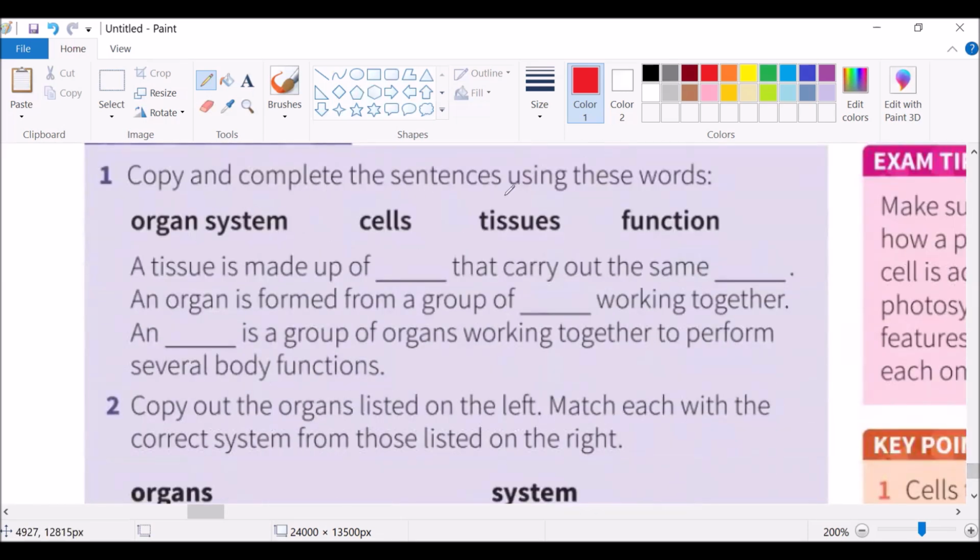Now let's look at this question. Copy and complete the sentence using the words. A tissue is made up of cells that carry out the same function. An organ is formed from a group of tissues. An organ system is a group of organs working together to perform several body functions.